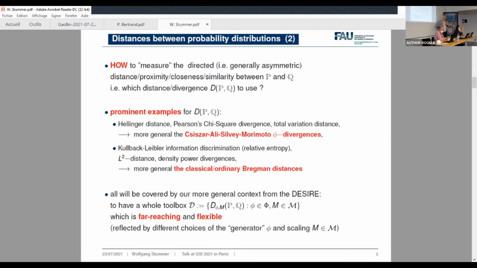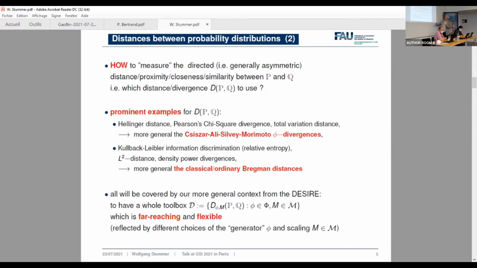Prominent examples are the phi divergences, which we have already seen today. In particular, the Hellinger distance, the chi-square distance, the total variation distance. That's one family of divergences. And the other family of divergences are what I call the classical or ordinary Bregman distances. In particular, the L2 distance, and of course the Kullback-Leibler information or relative entropy, which actually belongs to both families. Also, the very recent density power divergences.